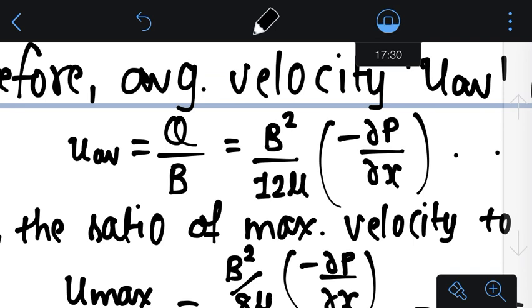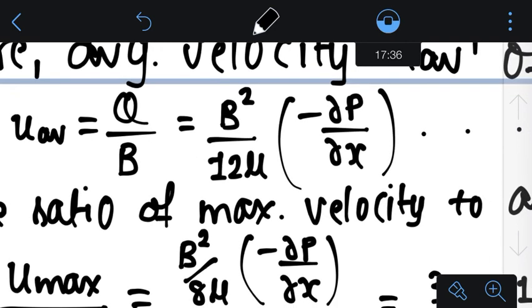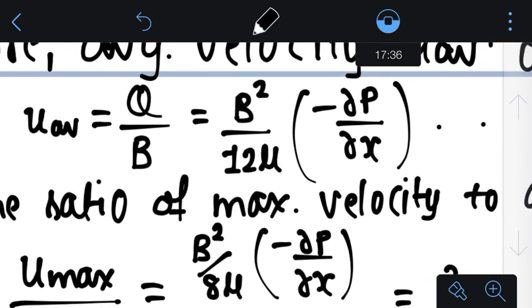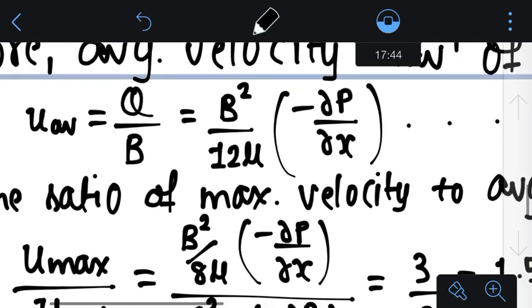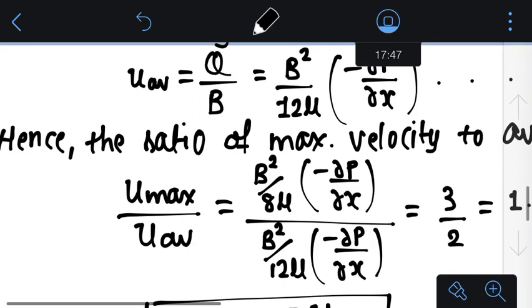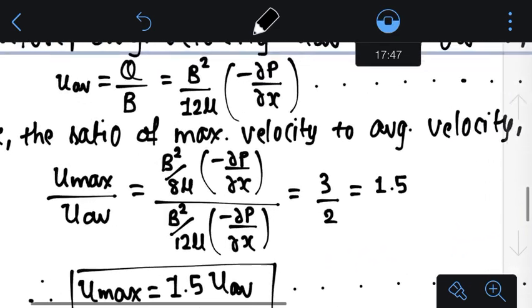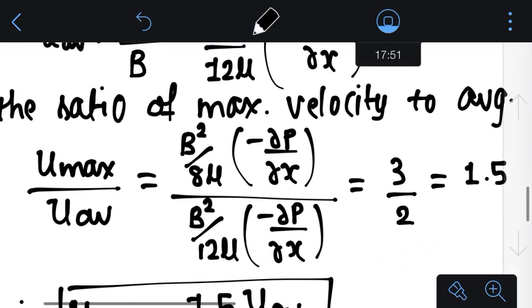That's why it is q divided by b only, right? So now substituting the value of q here, the form for u average will be equal to b square upon 12 mu into minus curly p upon curly x, that is the average velocity. So hence the ratio of the maximum velocity to average velocity will be equal to b square upon 8 mu into minus curly p upon curly x, whole divided by b square upon 12 mu into minus curly p upon curly x.